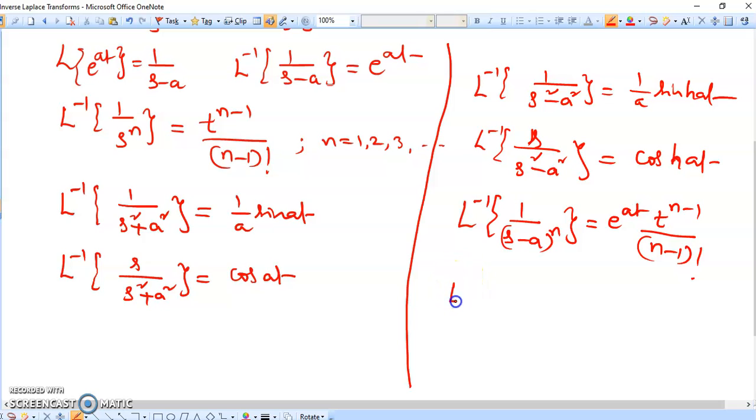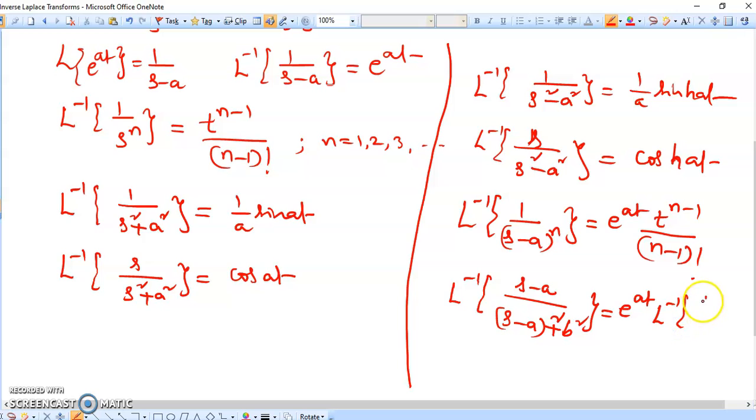Okay, next, L inverse of s minus a by s minus a whole square plus b square. Here you can observe that wherever s is there, s is shifted to s minus a. So this is e power at times L inverse of s by s square plus b square. We saw that the inverse Laplace transform of 1 by s square plus a square is 1 by a sine at. So the inverse Laplace transform of 1 by s square plus b square is e power at times 1 by b sine bt.